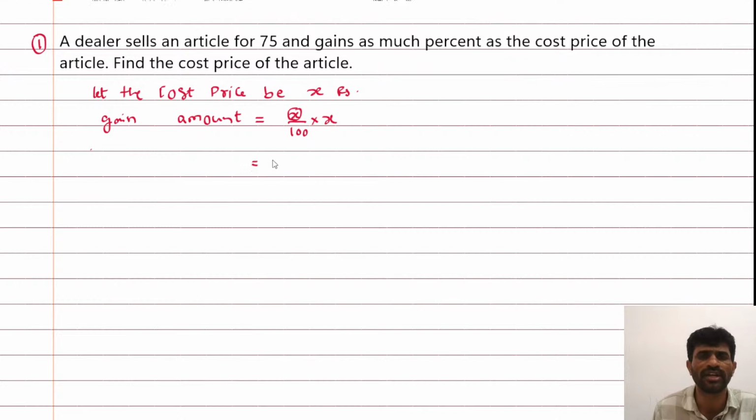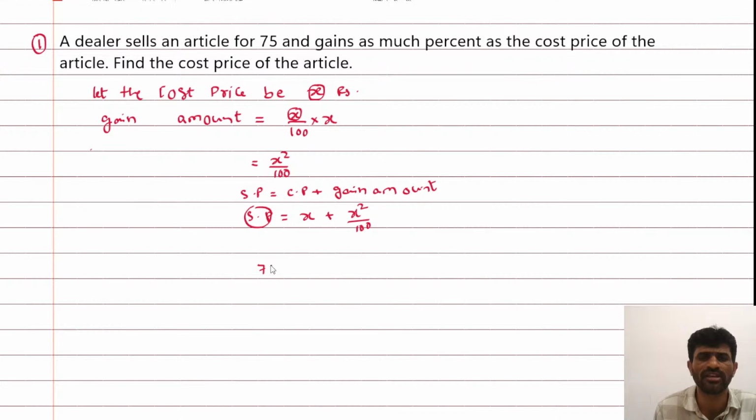So by this what we get? X square by 100. This is the gained amount, and this is the cost price. Now we have to find selling price, because selling price is given. Selling price will be equal to cost price plus profit or gained amount. So selling price is equal to cost price x plus x square by 100. And we know the selling price is 75 rupees.